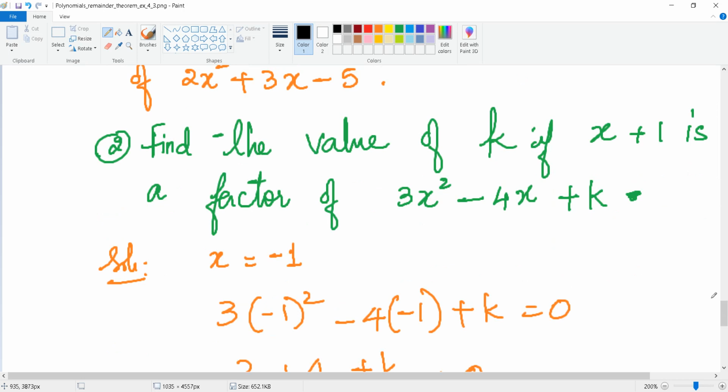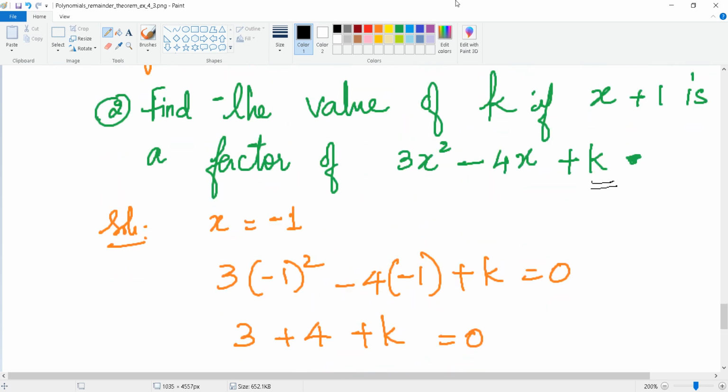Based on this theorem, they may give you a different kind of question, not a direct question, a little twisted question. Like in this case, they say find the value of k if x plus 1 is a factor of this. So here they are already telling you that it's a factor, they're not asking you to check if it is a factor or not. We need to find, if it is a factor, what should be this k.